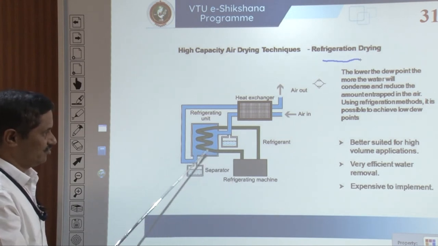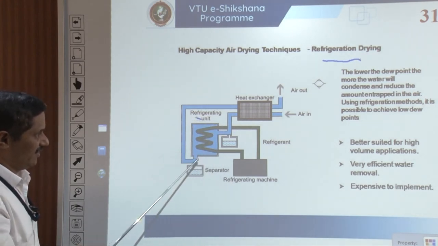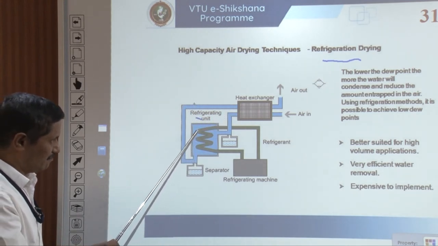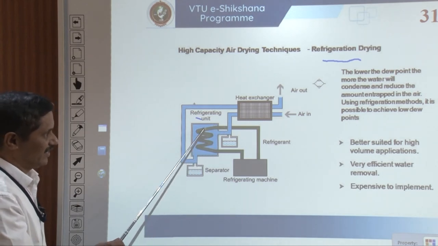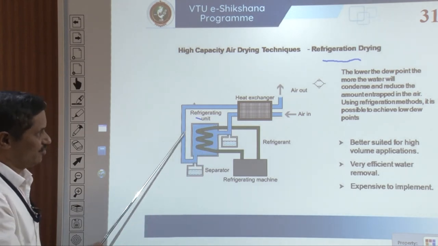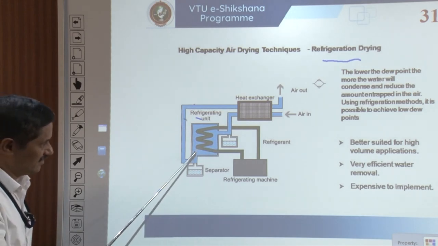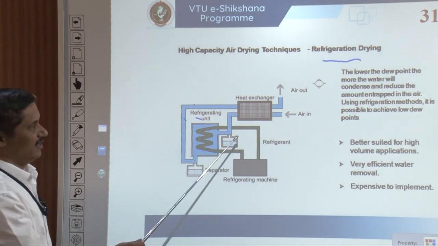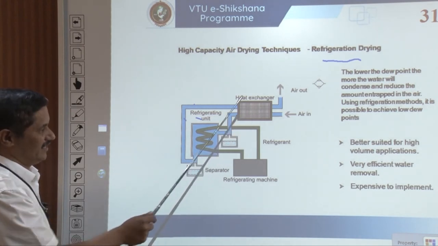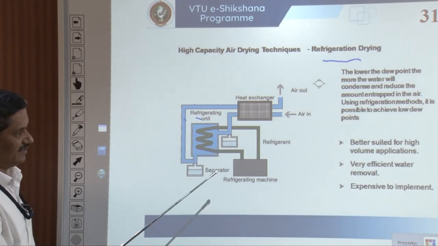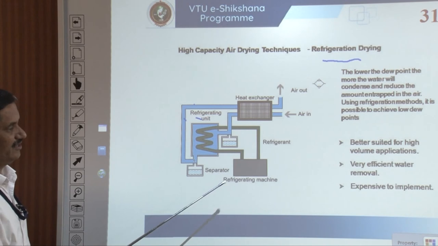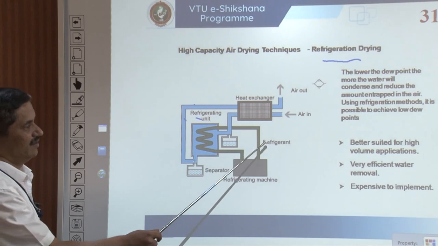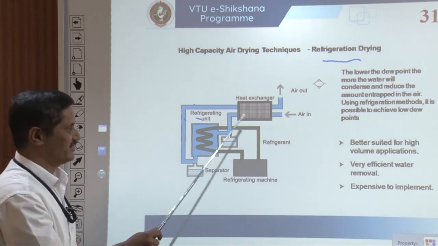As you run this, we will have a cooling effect, and the air is passed across this tube and gets cooled. During that process, the water gets collected at the bottom in the separator side. So it will have a heat exchanger, evaporator coils along with refrigerant compressors and a closed loop system to have a refrigeration cycle within the system.